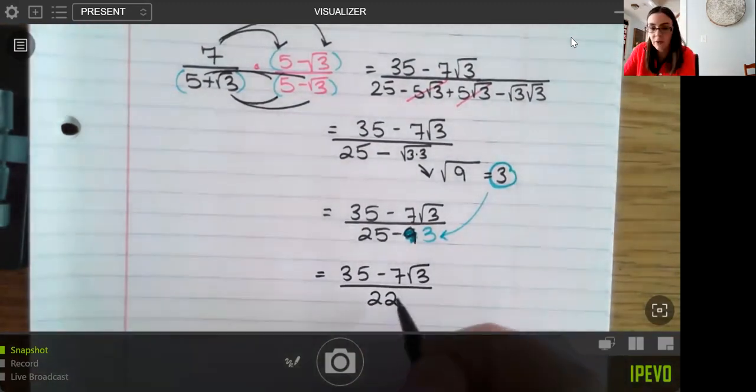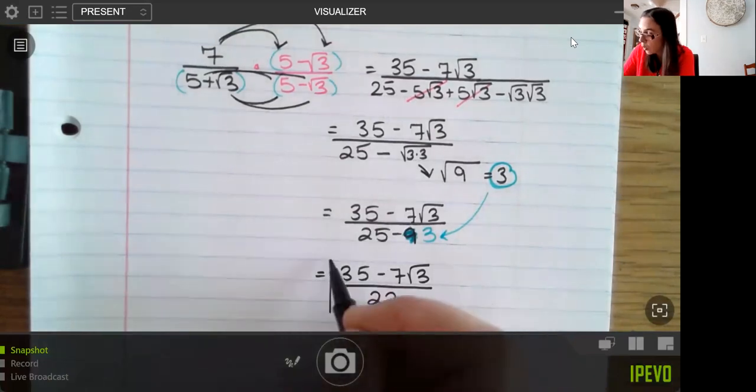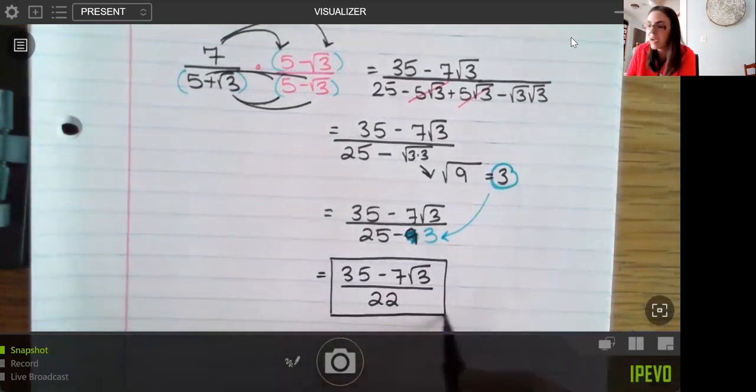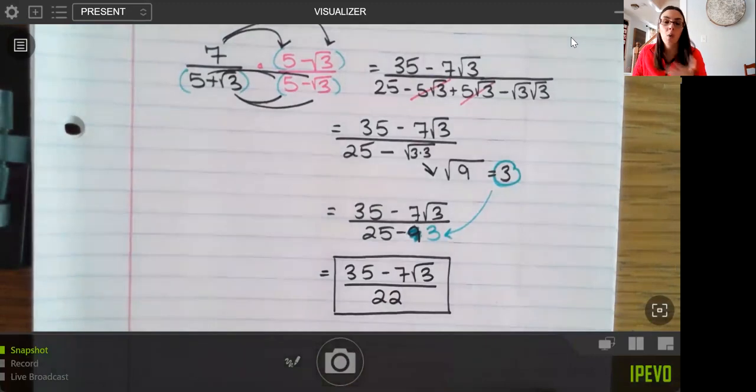And notice that I have gotten rid of that root in the denominator, which was my goal in rationalizing. So when we're rationalizing the denominator, we just want to clear out that root in the denominator. We don't like it. So we're going to go ahead and clear that out.